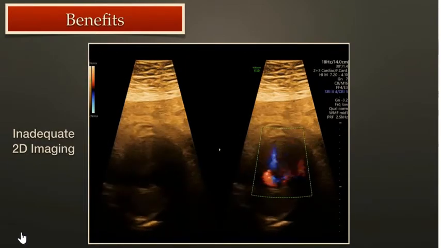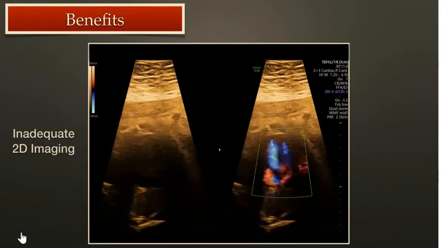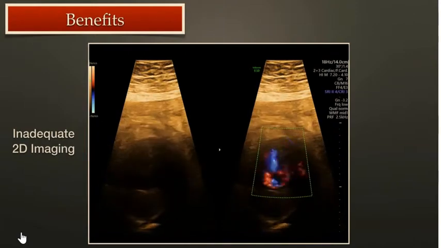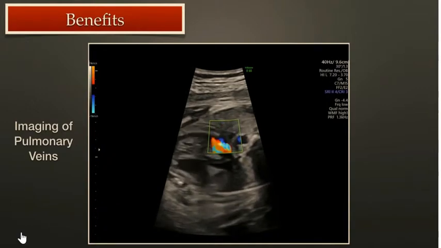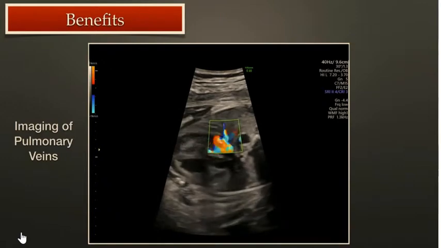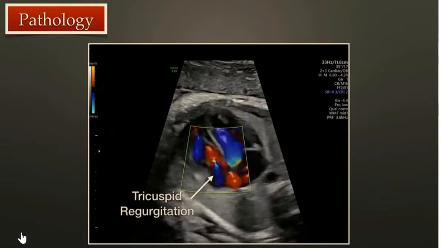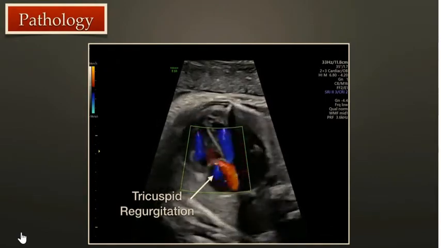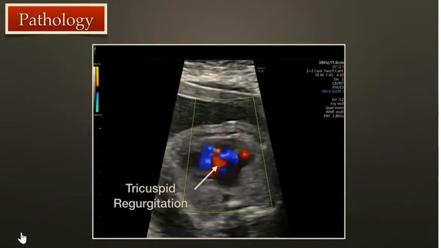One of the benefits of color or power Doppler is imaging of cardiac structures that are not apparent on the 2D image. Maternal obesity often results in inadequate 2D imaging, but does not affect color or power Doppler imaging. Power Doppler is the preferred modality for identifying the pulmonary veins entering the left atrium. This illustrates tricuspid regurgitation not observed in the 2D image. Another example of tricuspid regurgitation not observed in the 2D image.